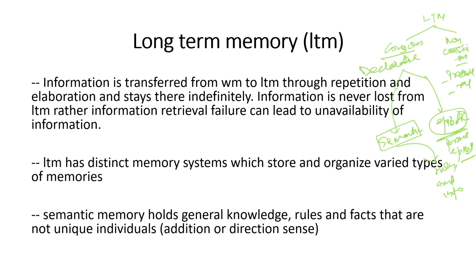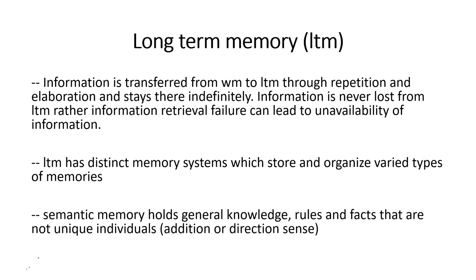Facts like the sun always rises in the east, given the fact that you are on this planet and it is rotating at a certain speed. Other facts like how many continents are there and that kind of thing. So, those facts which are not unique to individuals and they are publicly available are called semantic memory. And examples could be addition rules or direction senses.